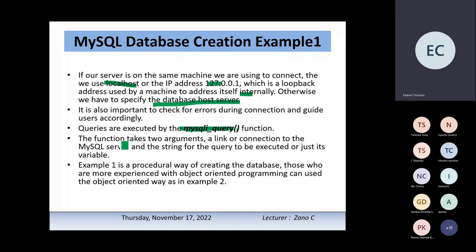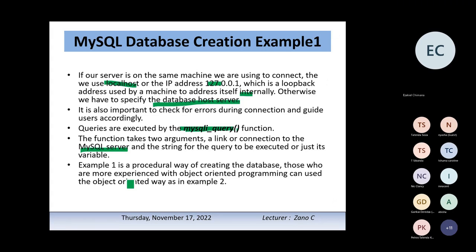So I was saying queries are executed by this mysqli_query function. The function takes two arguments, a link or connection to the MySQL server, and the string for the query to be executed, or just its variable. So example one that we've done is a procedural way of creating the database. Those who are more experienced with object-oriented programming can use the object-oriented way, as in example 2.